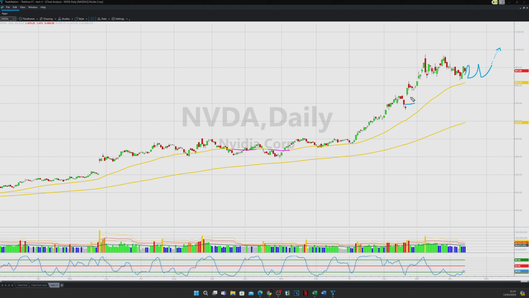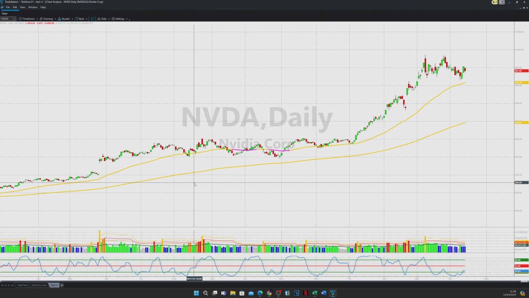Even though there are big gaps. But do we have a sign for a clean break? No. Do we have a lot of support from below? Yes. All right, so don't try to fight the trend here.